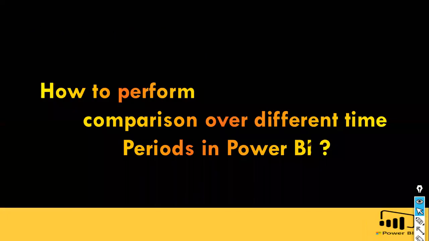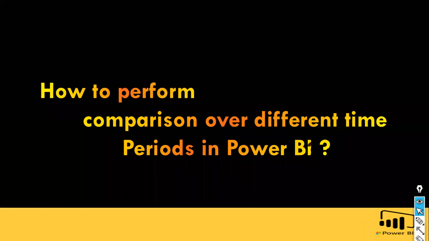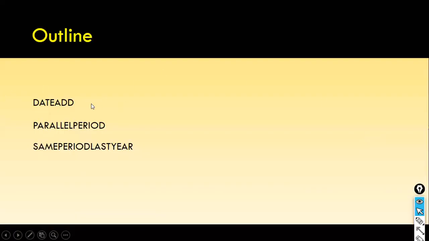Next one is how to perform comparison over different time periods in Power BI. These three functions you need to remember. For example, I want to compare month over month, quarter over quarter, this year sales with the previous year sales, and current quarter with previous quarter sales. How do I do that? If you want to perform comparison over different time periods, or same period previous year, you can use these three functions: either DATEADD, or PARALLELPERIOD, or SAMEPERIODLASTYEAR.